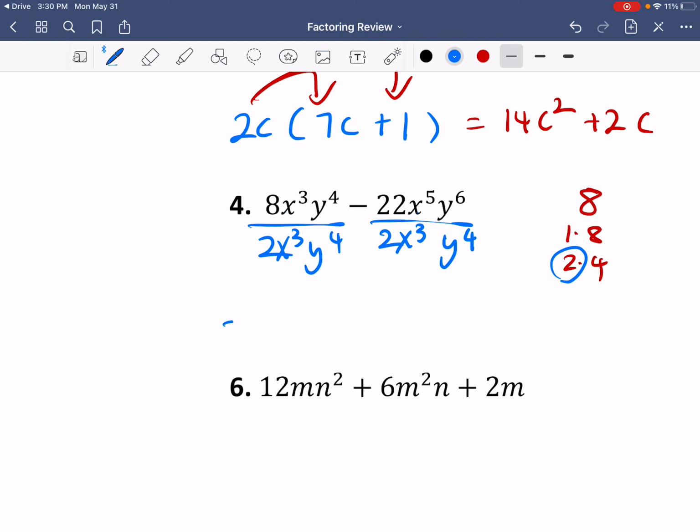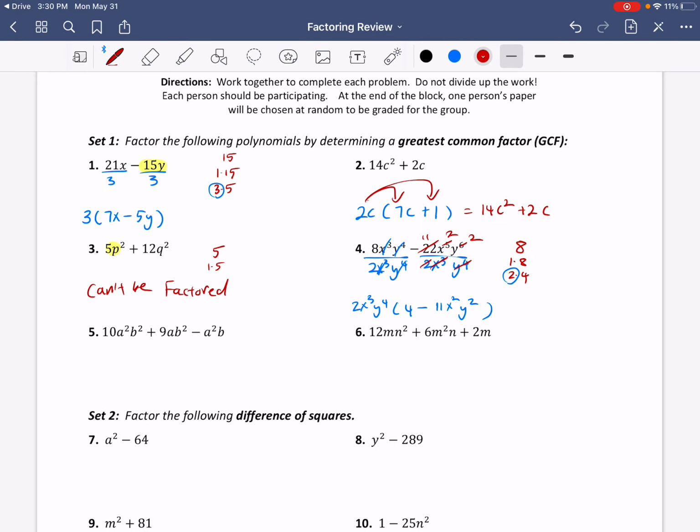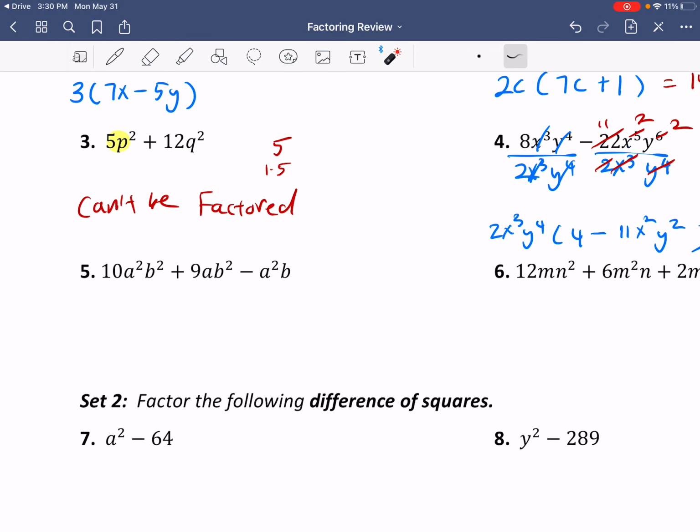So you should get 2x cubed, y to the 4th power, and you have 4 left over, because this will disappear. Minus 11x squared, y squared. That's what you get. Okay, because as you can see, 2 and 22, 1 will disappear. This one will become 2. This will become 2 as well. So it's the same thing, you just have to be careful.